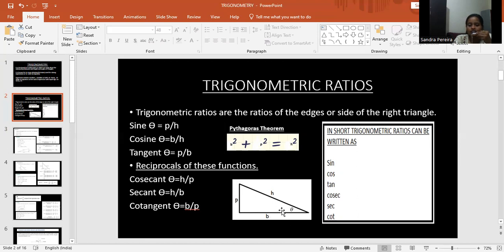So opposite of angle theta is always perpendicular. Any side opposite to angle theta is called perpendicular or is taken as perpendicular. This is the angle theta, and opposite of this angle theta, this side is perpendicular P. We will use this in solving this problem.